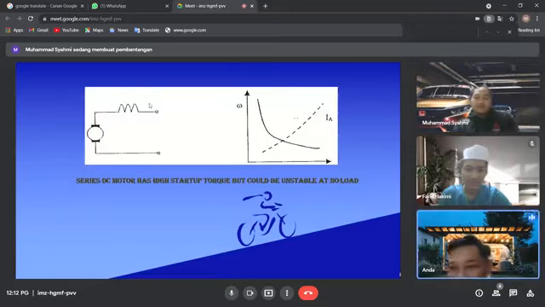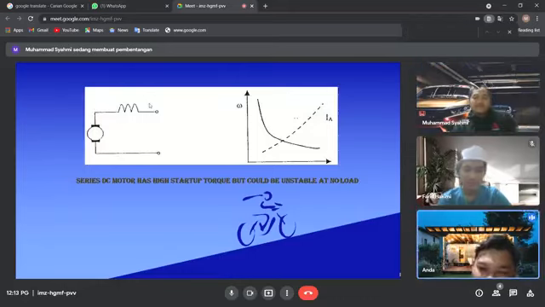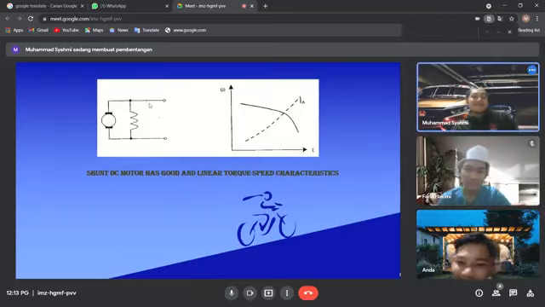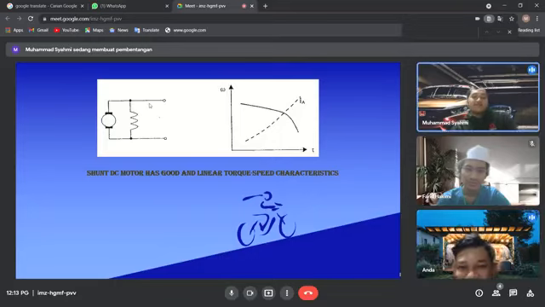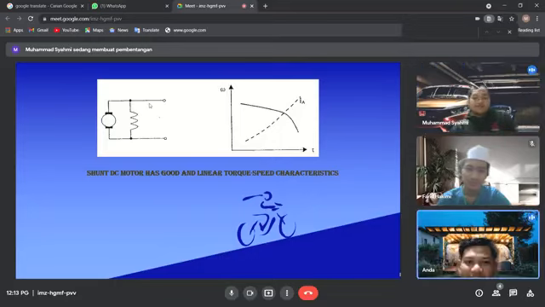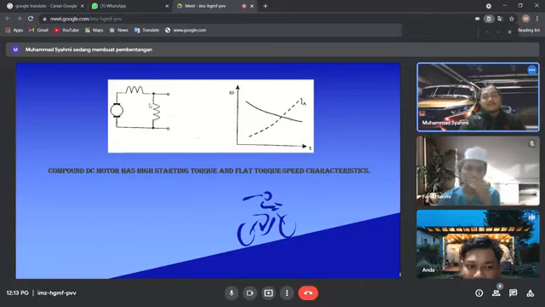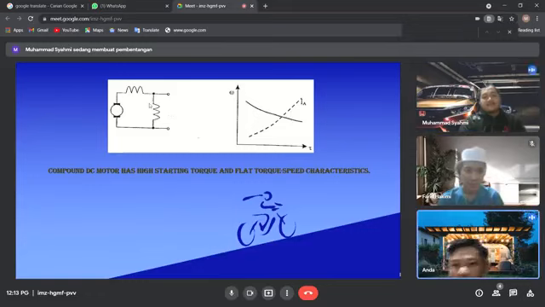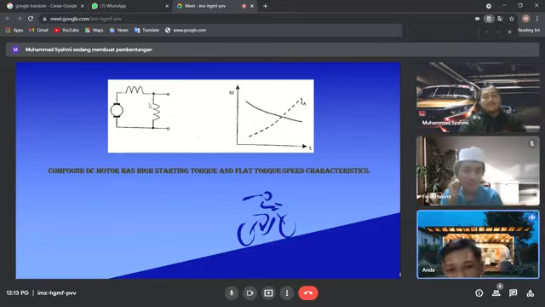This is an image of a series DC motor. It has high starting torque but could be unstable at no load. This is a shunt DC motor, which has a good and linear torque speed characteristic. And this image is of a compound DC motor, which has high starting torque and a flat torque speed characteristic.